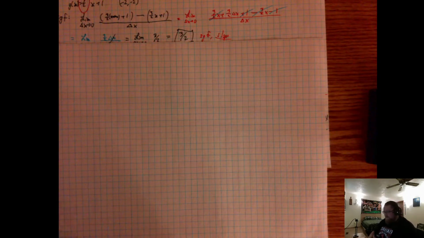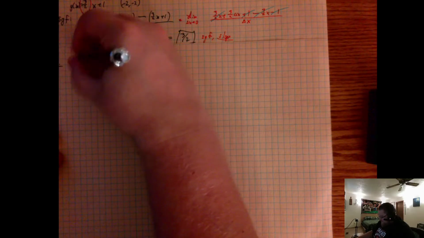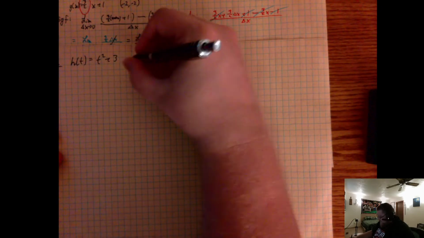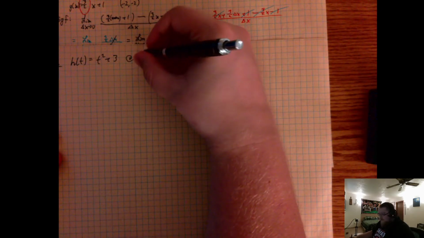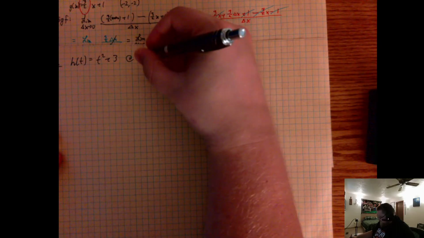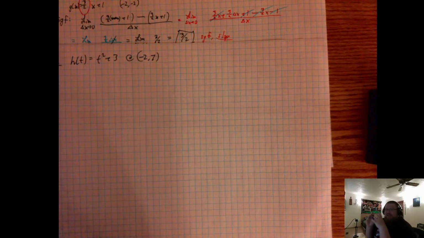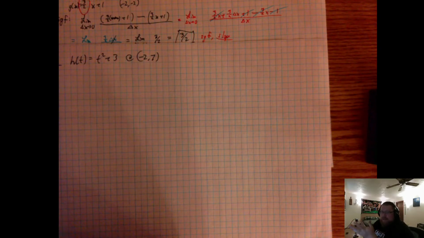Okay, number 10. This one says, oh my gosh. Oh, devil upon devils. It says h of t equals t squared plus 3. And the point we're working at is negative 2, 7. Oh no, it's h of t. What do I do? Think of t like x and do everything the exact same. So instead of plugging in x plus delta x, you would just plug in t plus delta t. It's the same function. Don't make this harder than it is. It's calculus. It's not brain surgery.